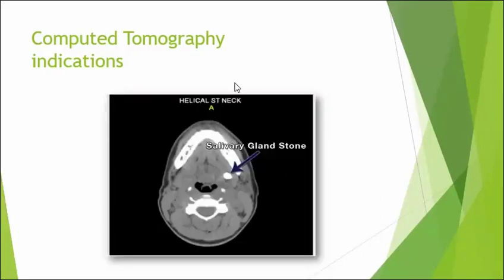CT scans are used for diagnosis of salivary gland diseases. One of the most common diseases of the salivary gland is sialolithiasis. As you can see in this axial slice, there is a salivary gland stone in the submandibular gland.